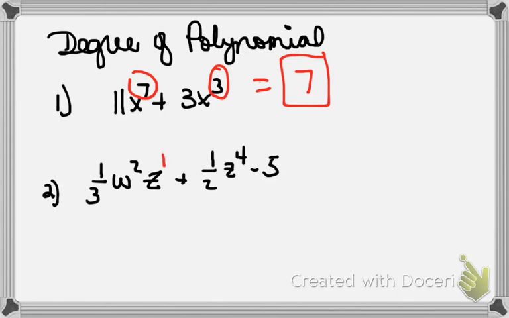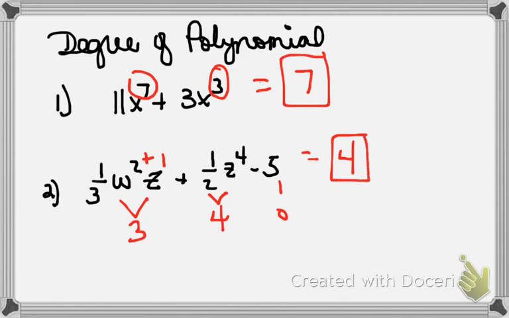All right, this one has a 1. So this is 2 plus 1, so that's 3. This one is just 4. And this one doesn't have a variable, so it is 0. Remember, it's only on the variables, and there's no letter here. So the highest degree here, the degree of polynomial here, is 4.